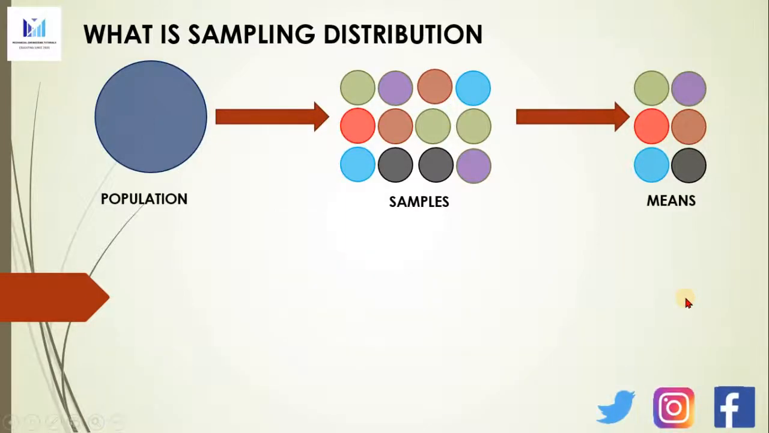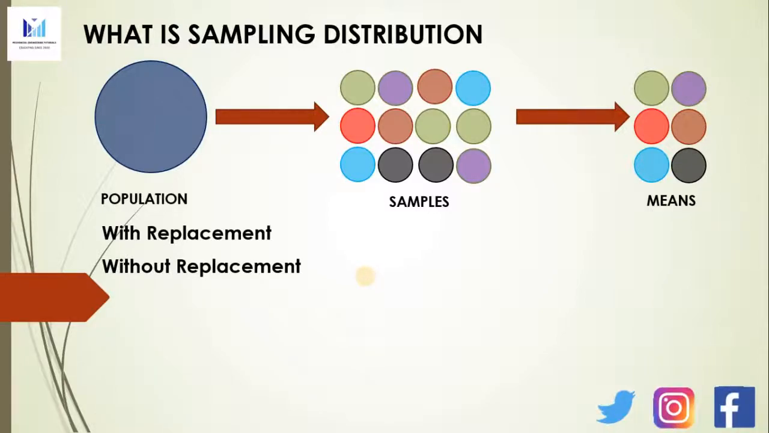Now we shall see the sampling distribution of the means. Consider all possible samples of size n, and the mean of each one of these samples is determined. The sampling distribution of the sample means associated with a finite population is of 2 possible types. One is with replacement and the second one is without replacement. Now we shall see how random sampling is done with replacement and without replacement.